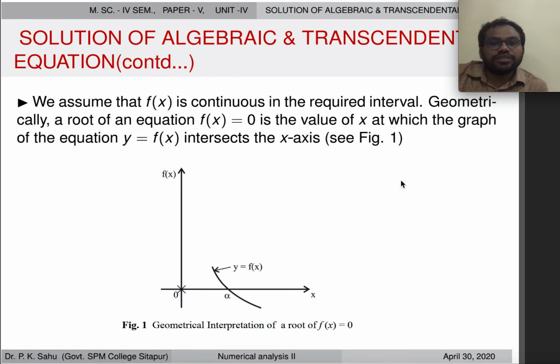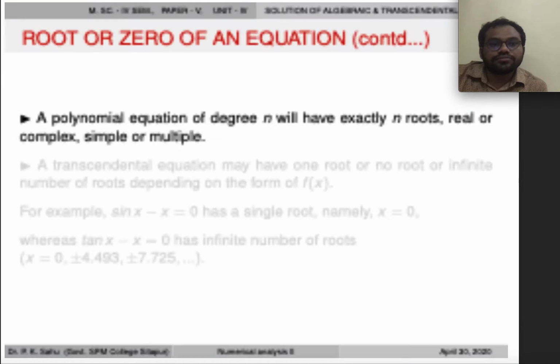Now, we will see the geometric interpretation of a root. Geometrically, a root of equation f(x) = 0 is the value of x at which the graph of equation y = f(x) intersects the x-axis. Suppose we have the graph of y = f(x), then at x = alpha, it crosses the x-axis. So then this is known as the root or zero of equation y = f(x).